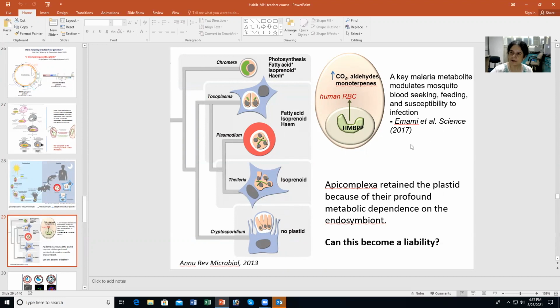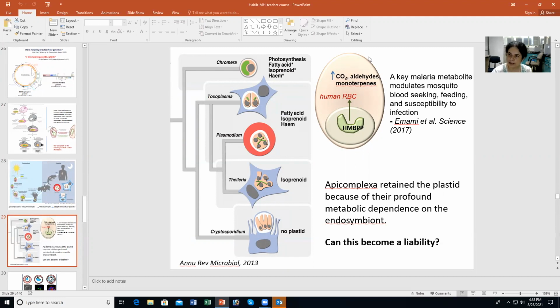In addition, a paper that came out in 2017 showed a very interesting observation. It said that a key malaria metabolite modulates mosquito blood seeking, feeding, and susceptibility to infection. And what is this metabolite? In the isoprenoid biosynthesis pathway, before the final product isopentenyl pyrophosphate, IPP, is made, there is an intermediate called HMBPP. And this intermediate, it was shown, can be sent out from the apicoplast through the parasite into the human RBC. And it causes an overexpression of carbon dioxide, aldehydes and monoterpenes, which work as chemoattractants for mosquitoes.